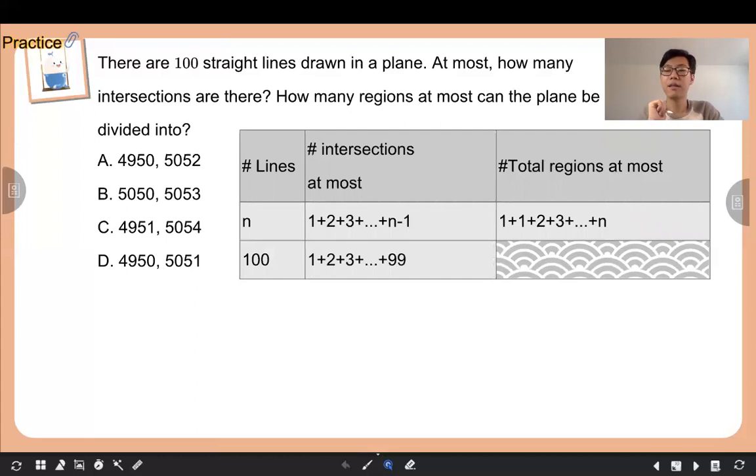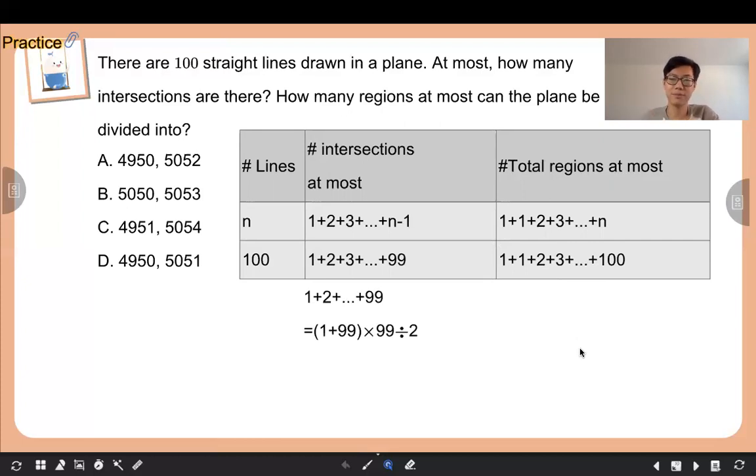And again, for the regions, how many regions can we get at most? We again write the expression first. And here it should be like this. And let's do it together. If we plug in n is 100, how should we get to one of those 4 choices here? Okay, we are writing like this. Remember, first term, the last term, plus together, times how many terms we have. And remember to divide it by 2. Then the rest of it is just simple math calculation.